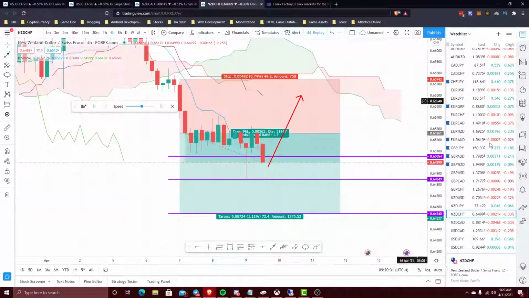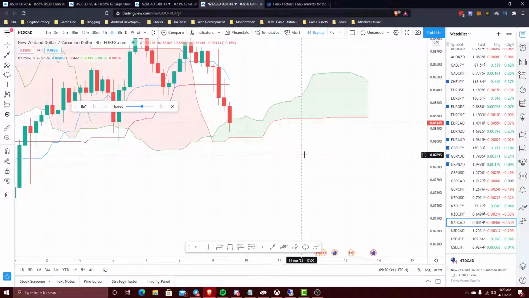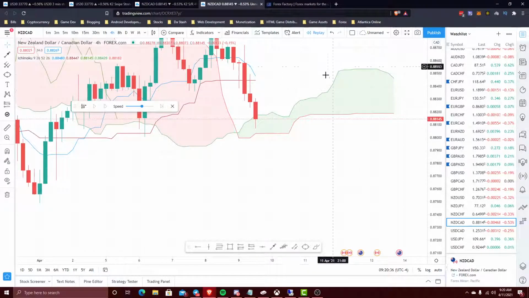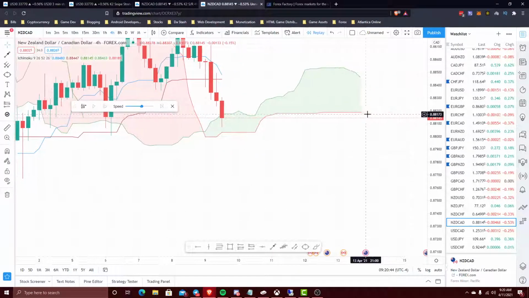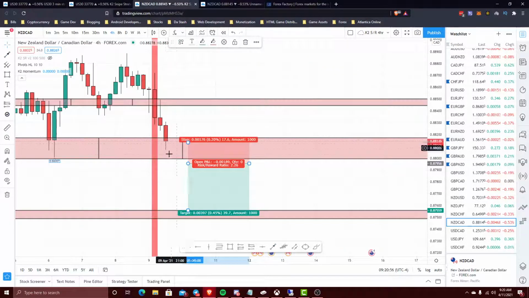But I may just look at this Ichimoku cloud instead. Right now it's still above this cloud here, and not only that, it's still showing green, which shows bullish price. So once it breaks below here and the cloud starts showing me that red future cloud, then I'll take this trade. But as of right now, I'm not gonna take it.